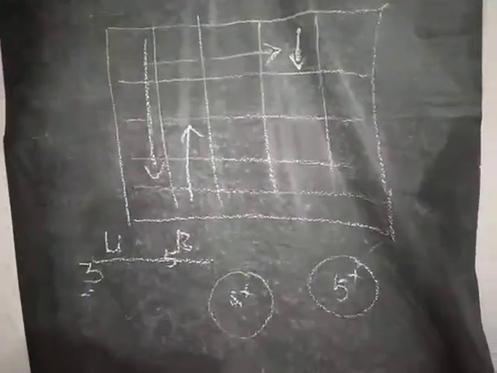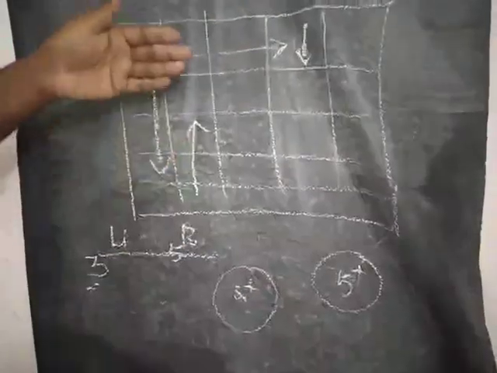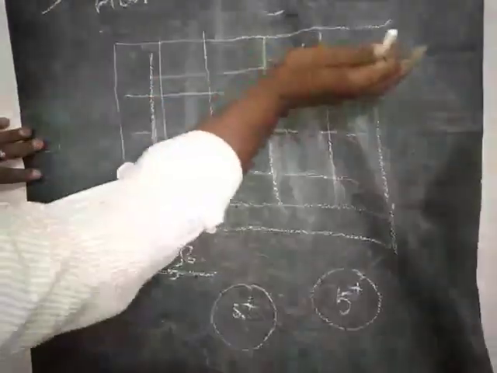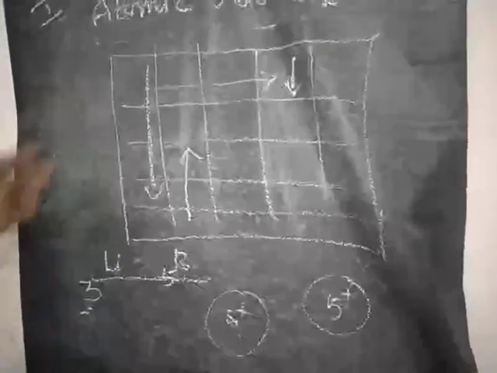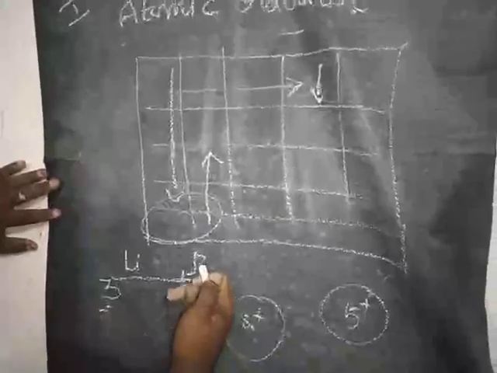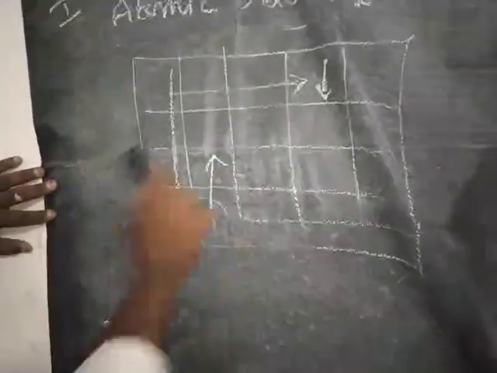The same way, if we look at the group, the atomic number also gradually increases. This is the reason atomic radius increases along the group and decreases along the period. So the first property, atomic radius, is over.